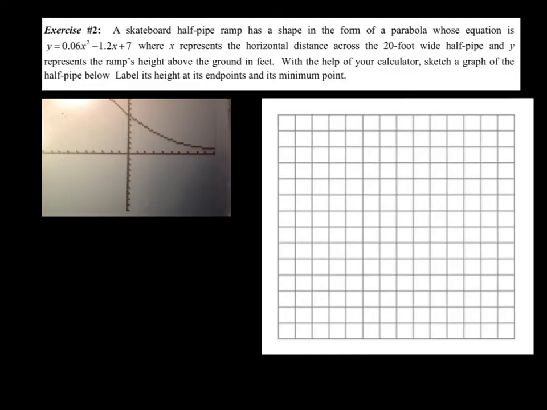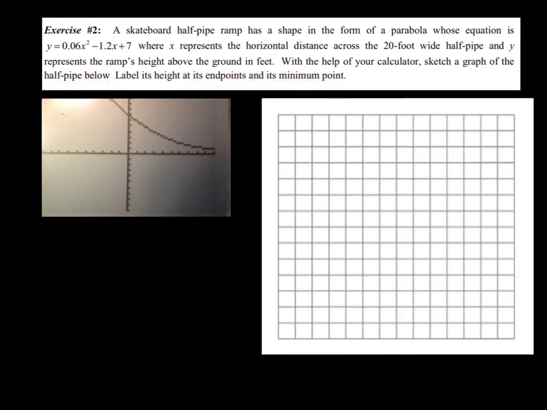Okay, example number 2, we're going to talk about a skateboard half-pipe ramp that has the shape of a parabola whose equation is, check this out, y equals 0.06x squared minus 1.2x plus 7. X represents the horizontal distance across the 20-foot wide half-pipe, and y represents the ramp's height above the ground in feet. So again, the x-axis here is the ground itself.